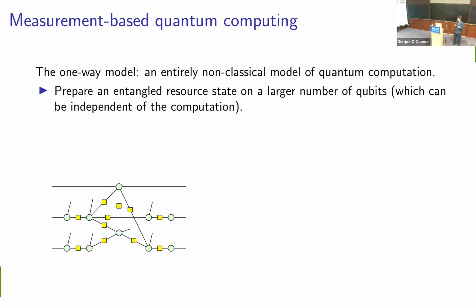Initially, what we do is we prepare an entangled resource state. So not a computational basis state, which is always a product state, but an entangled resource state on some larger number of qubits. For example, in this example, we want to implement a computation from 3 qubits to 3 qubits, but I'm preparing more than 3 qubits here. Each of those spiders corresponds to 1 qubit that I'm preparing. And each of these Hadamard gates that connects 2 spiders corresponds to entanglement between those qubits. So this is my entangled resource state.